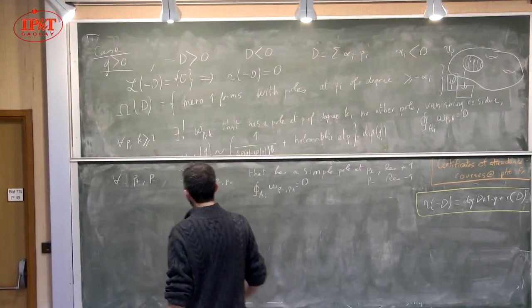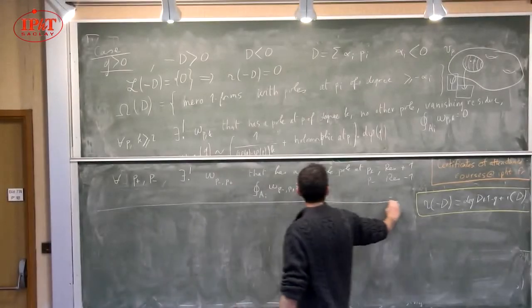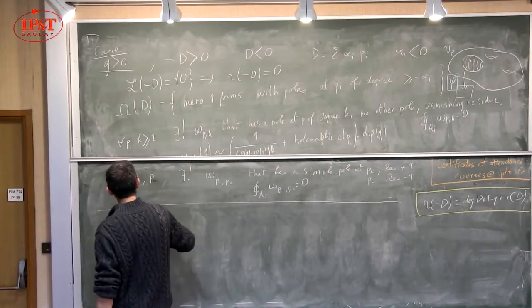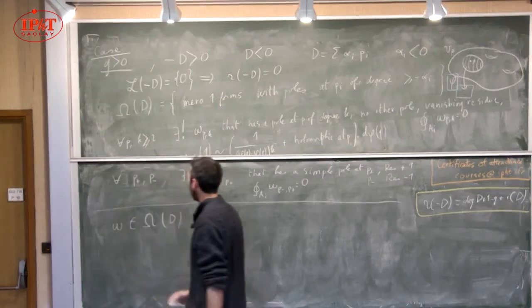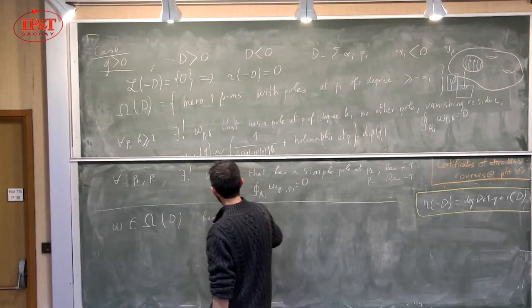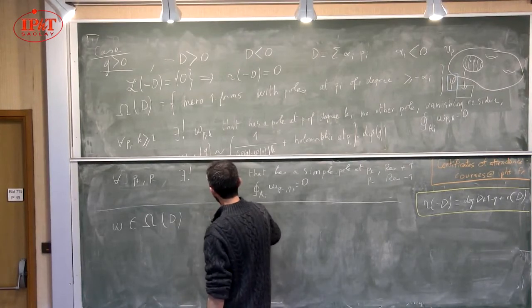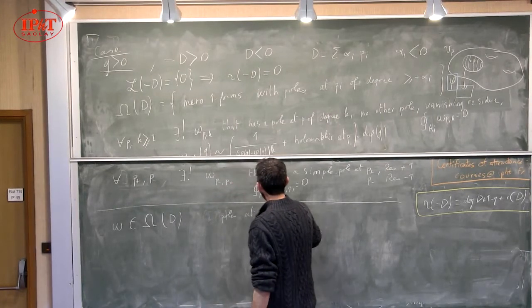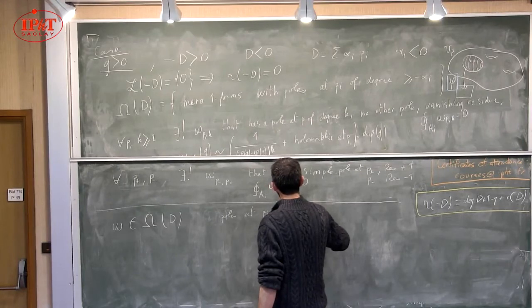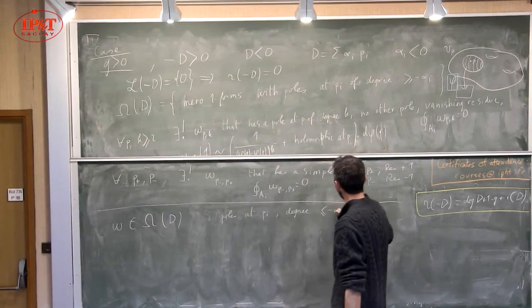So basically now take omega that will belong to our omega of D. Well, it has poles. So we know that the divisor of omega, by definition, has poles at P_i with degree smaller than minus alpha_i.